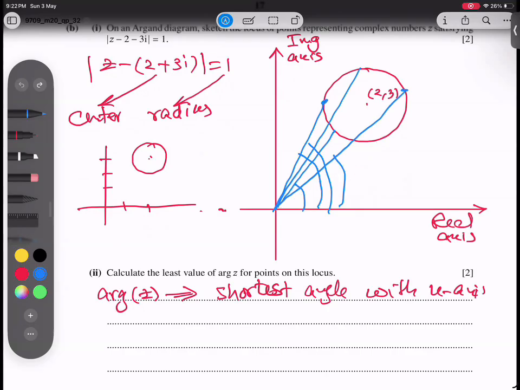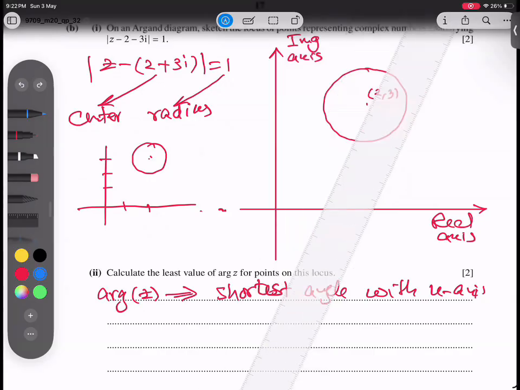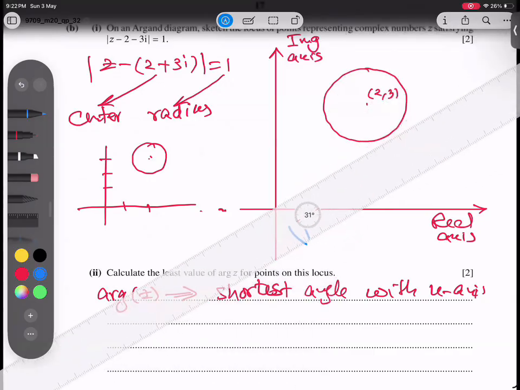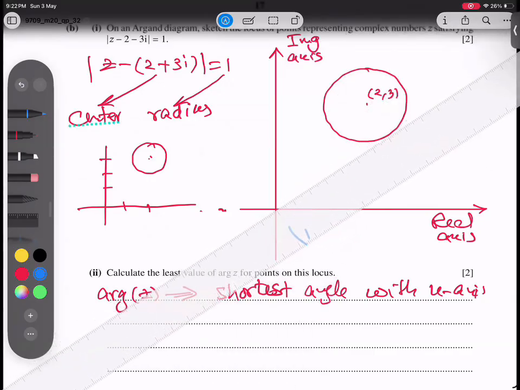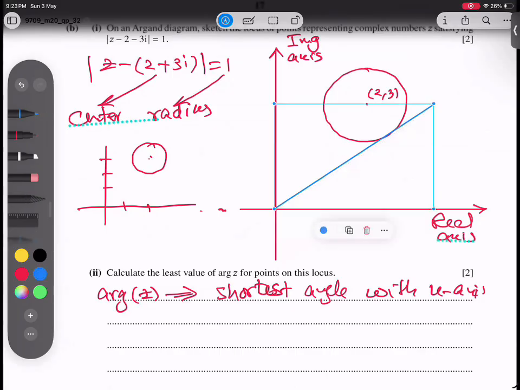I think the point is clear, so I have to draw a tangent. I'm going to draw a tangent. How to draw a tangent? Check it. Okay, I'm going to draw a tangent, and this is the tangent. We have done it. Okay, and I bring the line slightly down.